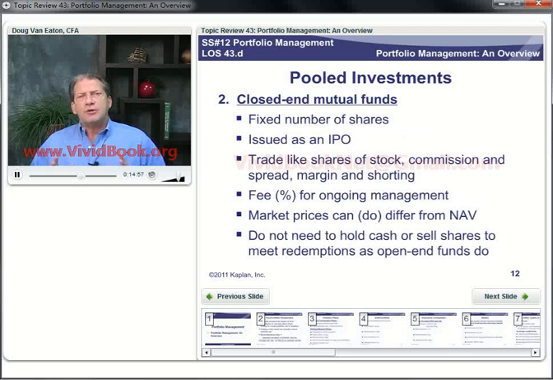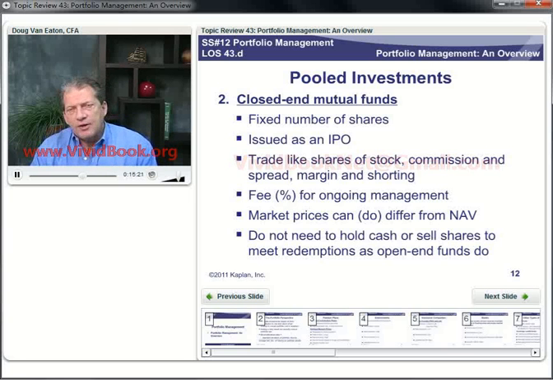They're set up with a fixed number of shares and issued as an initial public offering. So say they're going to raise $10 million, sell 1 million shares at $10 a share. That's going to be the pool of money, and that's going to be the fixed number of shares, 1 million shares. Now, once the initial public offering takes place, these trade just like shares of stock.